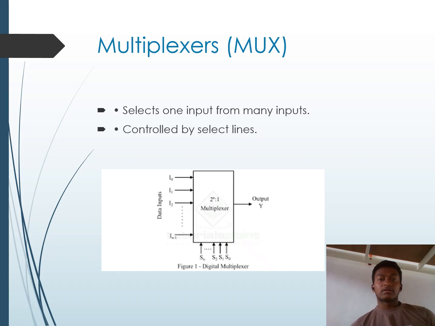A multiplexer, or mux, selects one input from many and forwards it to the output. It uses selection lines to decide which input to choose. Think of it like a railway junction where signals decide which track the train will take.